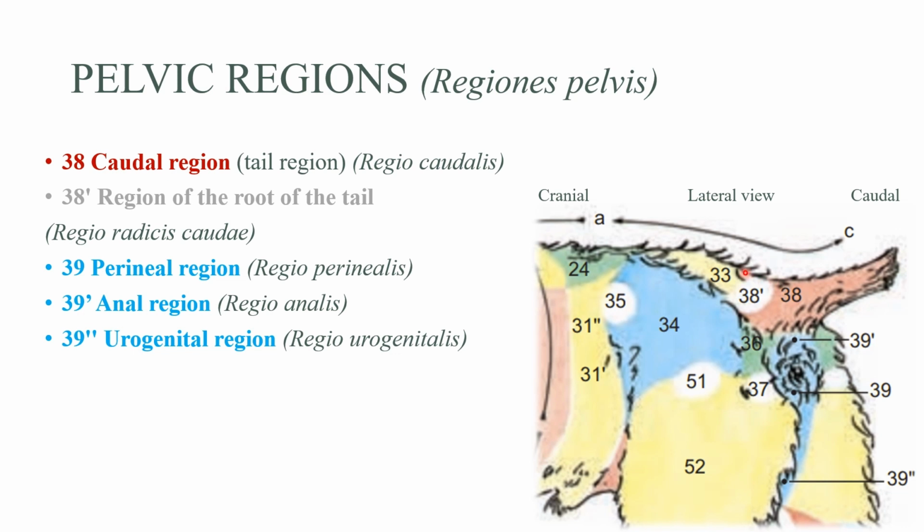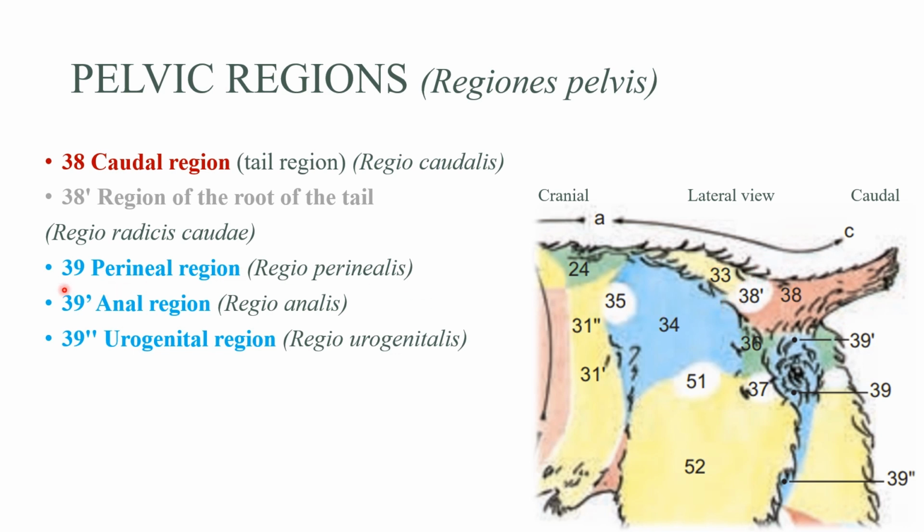Next, we have the region of the root of the tail, or Regio radicis caudae, which is right here. So the tail needs to attach somewhere, so the region between the sacral and caudal region is the region of the root of the tail.